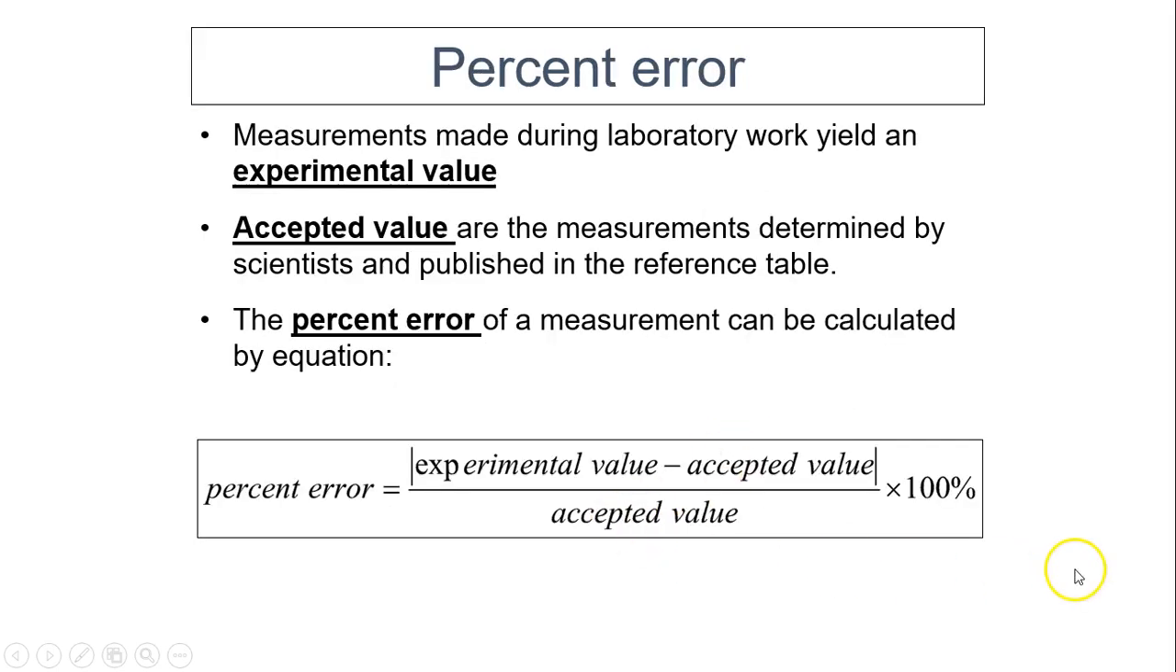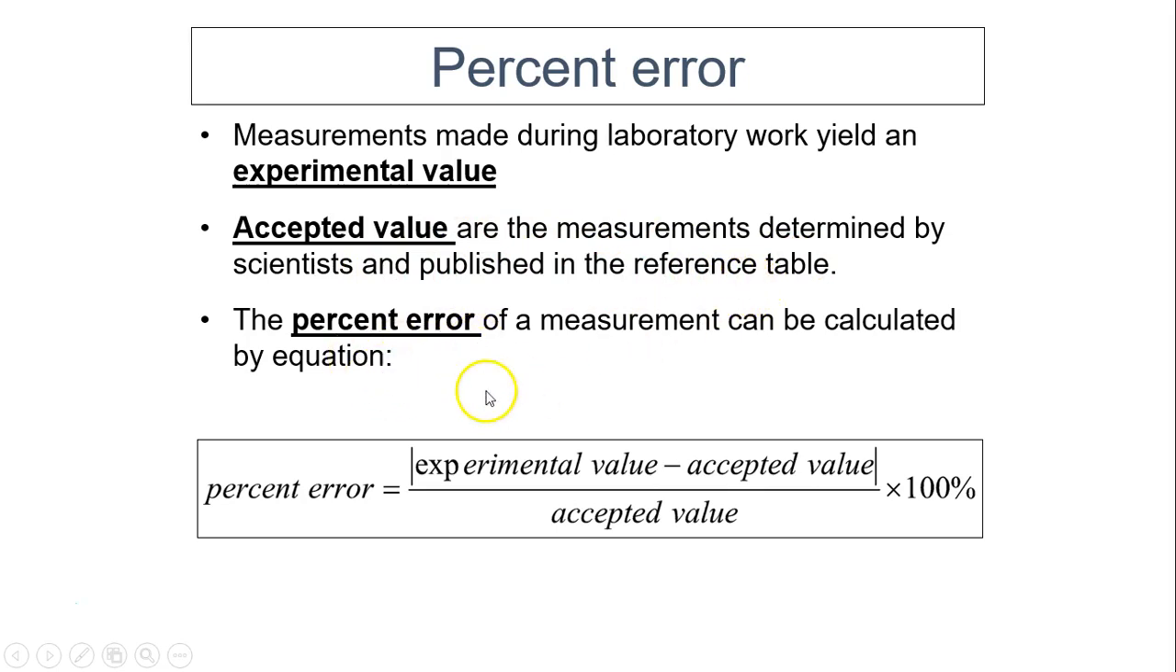Second, percent error. Measurements made during laboratory work yield an experimental value. Now you have to compare this experimental value with the accepted value. Accepted values are the measurements determined by scientists and published in the reference table.